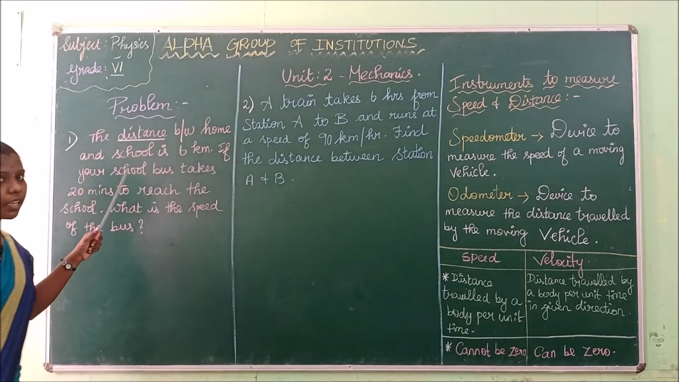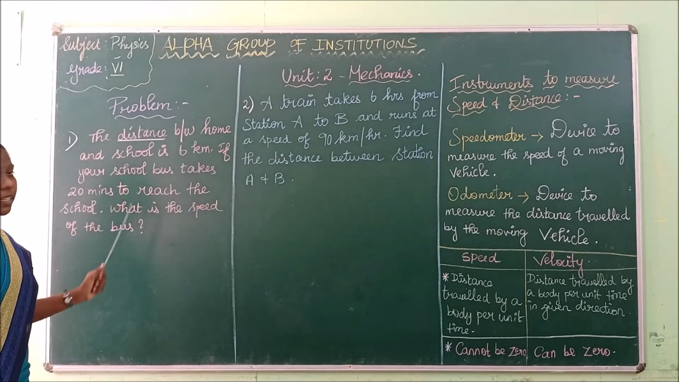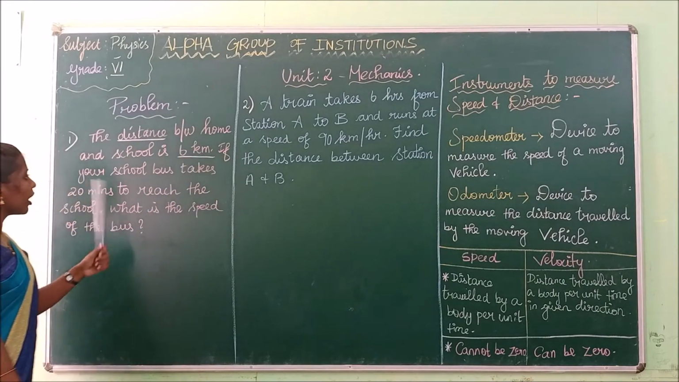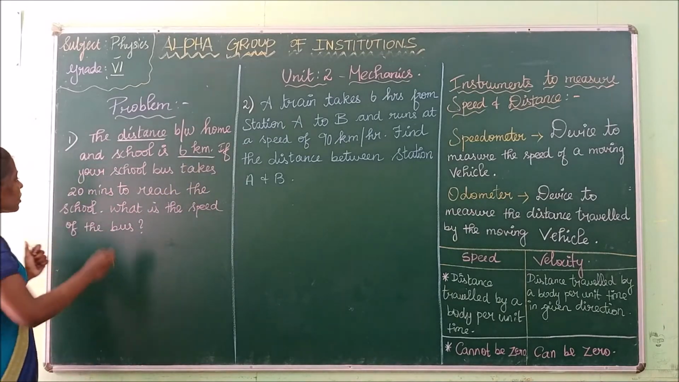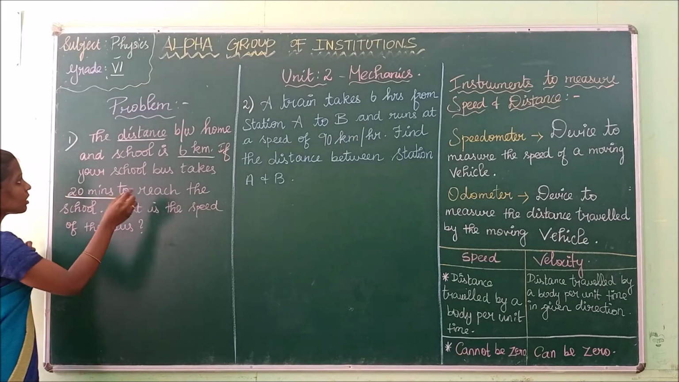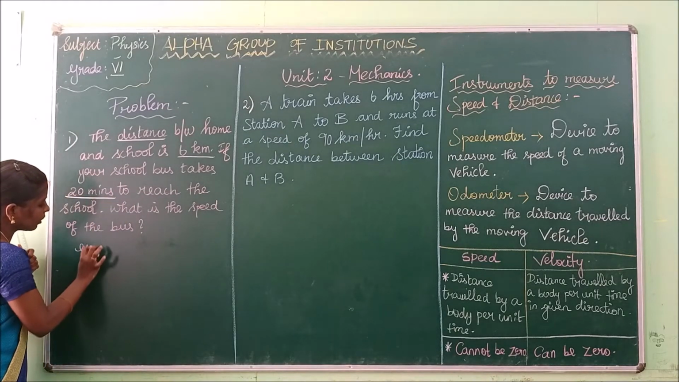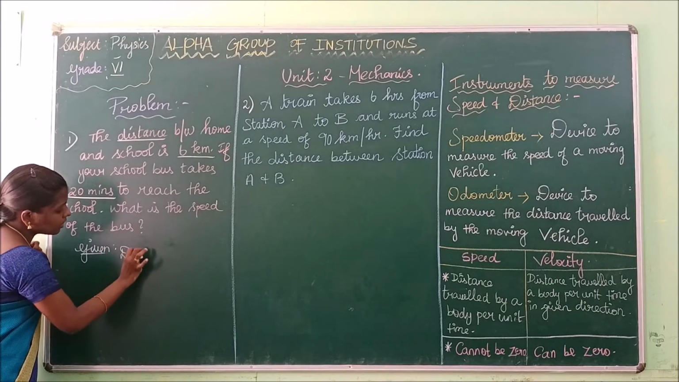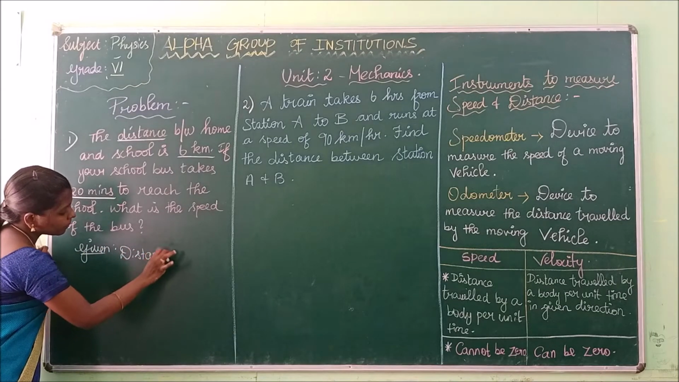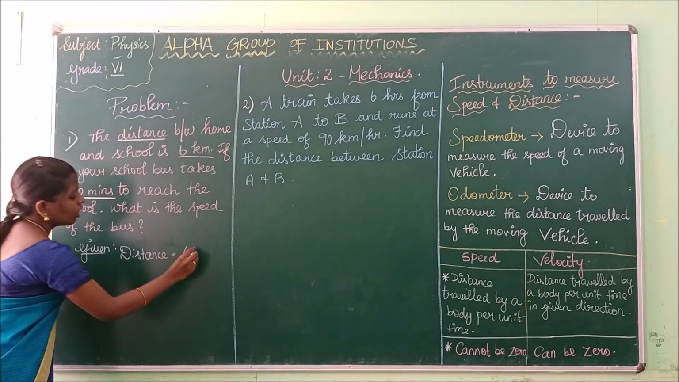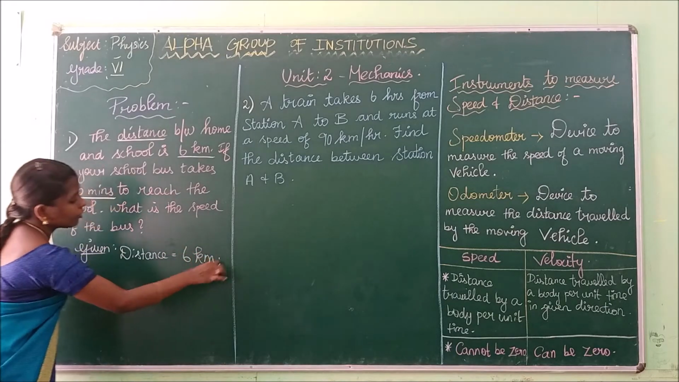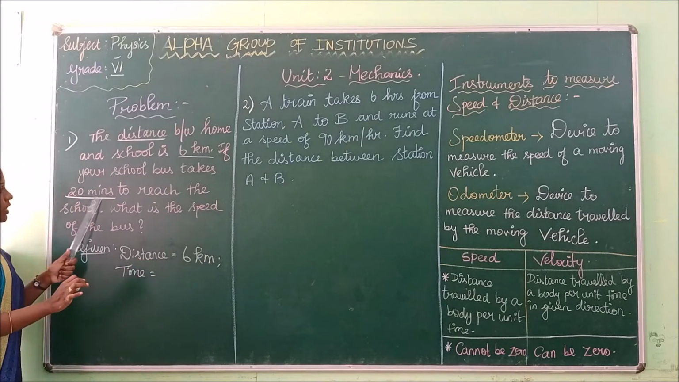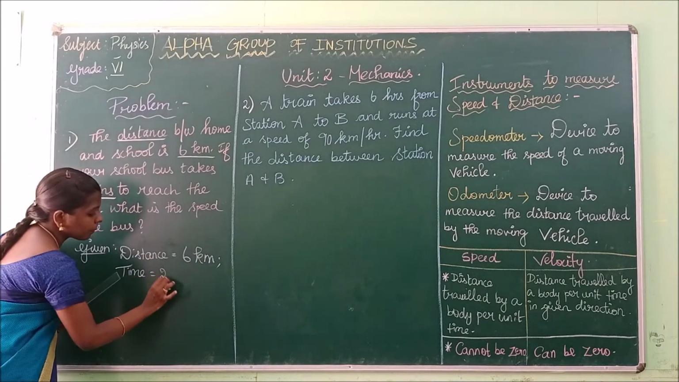They have given us the distance. Distance is 6 kilometer. Then they have given the time. Time is 20 minutes. Now see here. Given: distance is 6 kilometer, and time is 20 minutes.